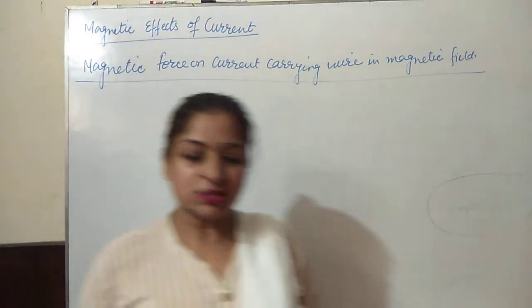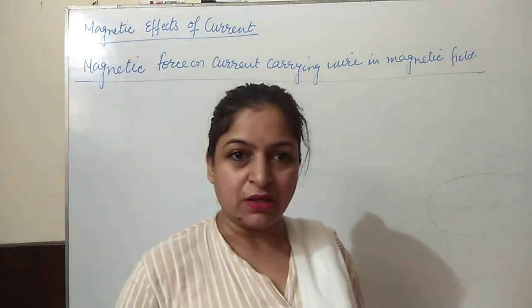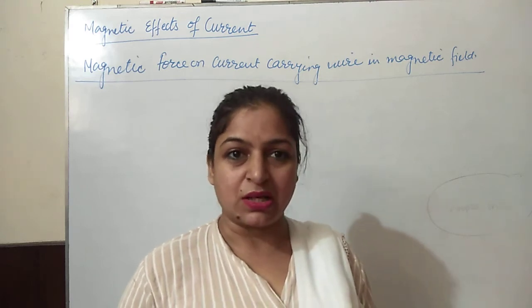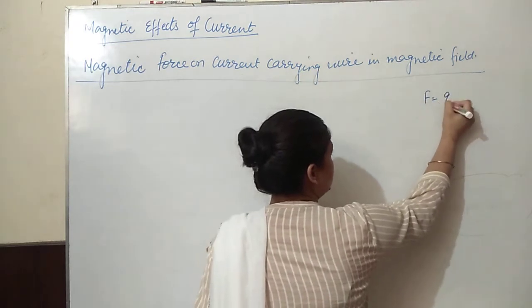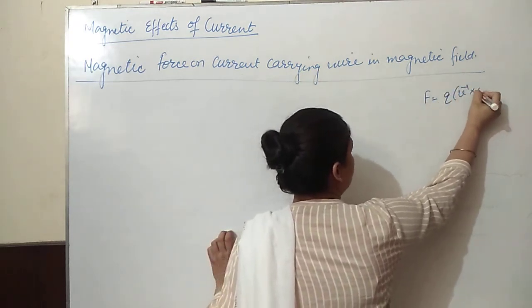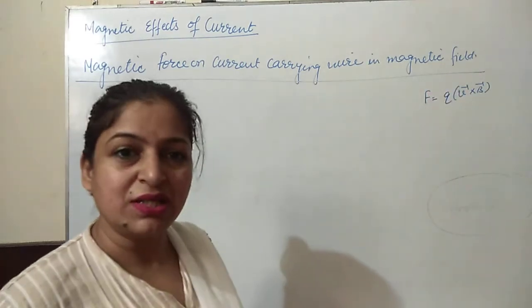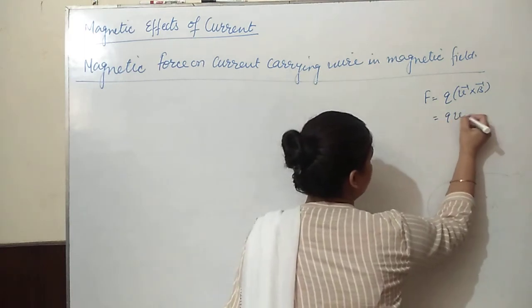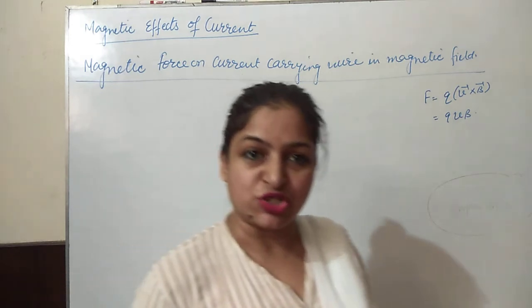We have already discussed that when a charged particle moves in a magnetic field, a magnetic force will act on the charged particle, and that magnetic force is Q times V cross B. If the charged particle enters the field at right angle, this is QVB. So this is the magnetic force on a charged particle.